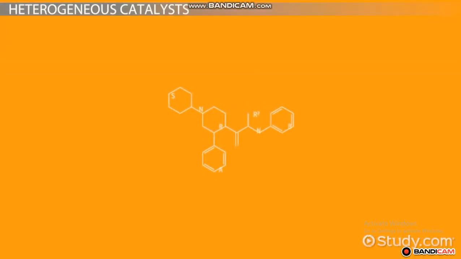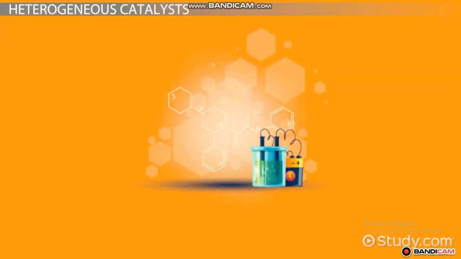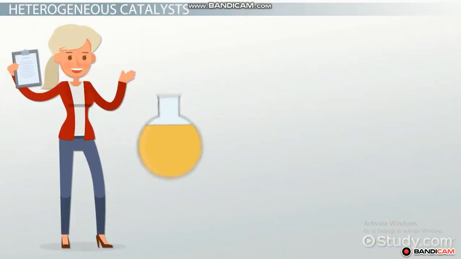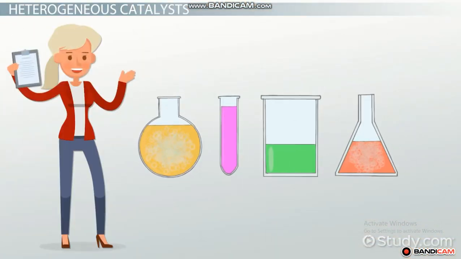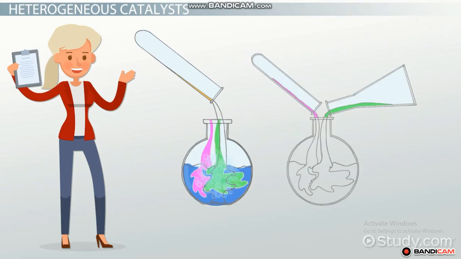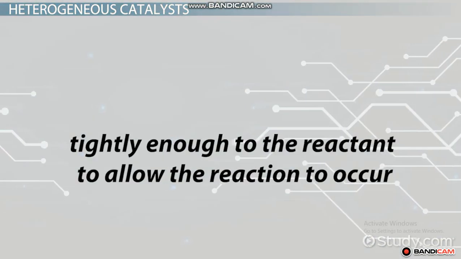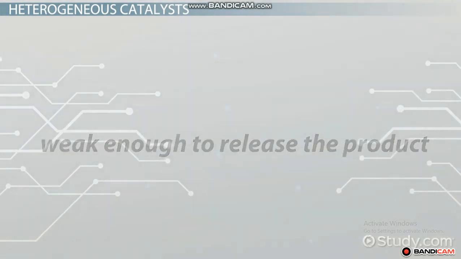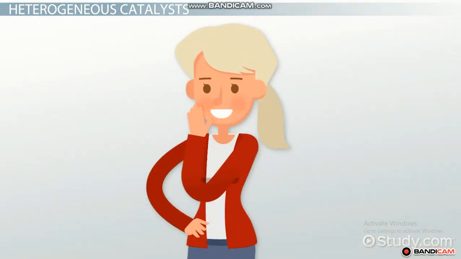The most common way these catalysts work is that the reactants adsorb onto the surface of the active site of the catalyst. With the reactants connected to the catalyst, the reaction occurs faster. There are several different mechanisms by which this occurs. Sometimes the reactants are brought into close proximity with each other. Sometimes the connection between one of the reactants and the catalyst helps make the reactant more reactive. After the reaction occurs, the catalyst releases the product. A good catalyst needs to bind tightly enough to the reactant to allow the reaction to occur, but weak enough to release the product. Let's take a closer look at some examples of heterogeneous catalysts.